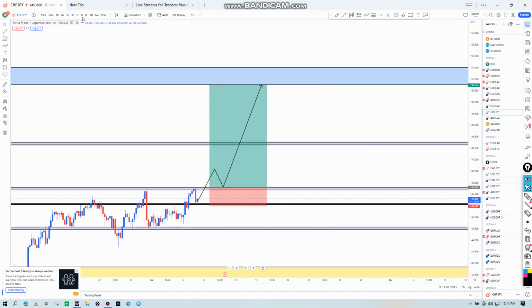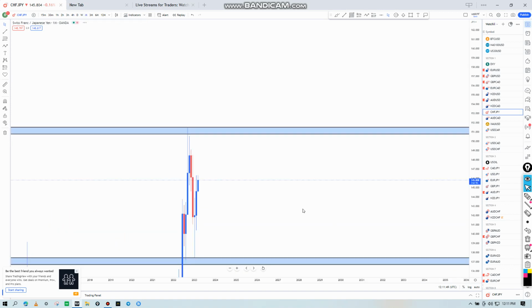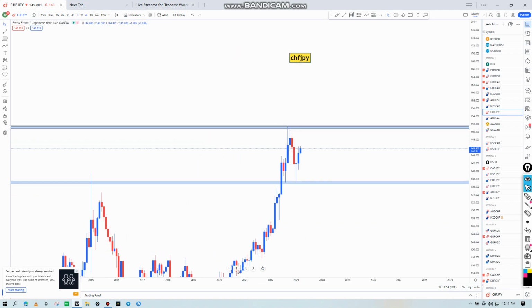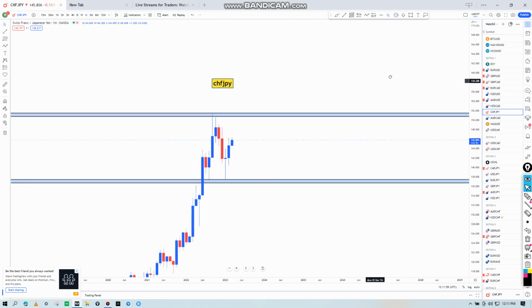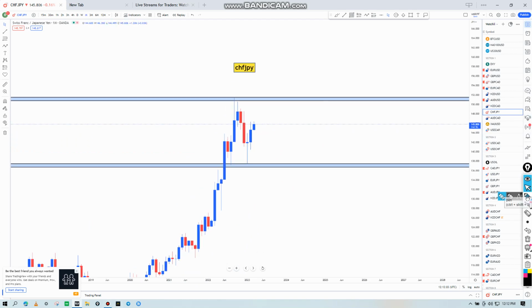I'm going to take my time to explain how I came about with this particular setup to the upside. So I'm starting with CHFJPY on the monthly time frame. Let's get into it. On this monthly time frame, let's try to put meaning into it. If you look closely, it is very simple. We only have about two levels of sensitivity over here which are important to us: a monthly upper zone and a monthly lower zone.